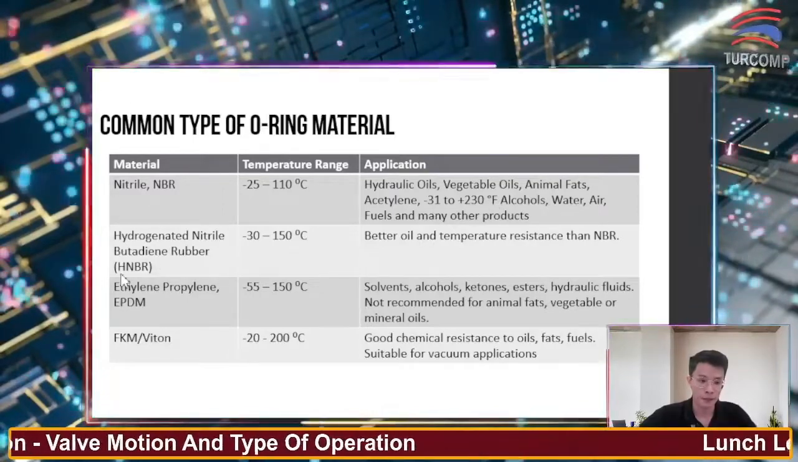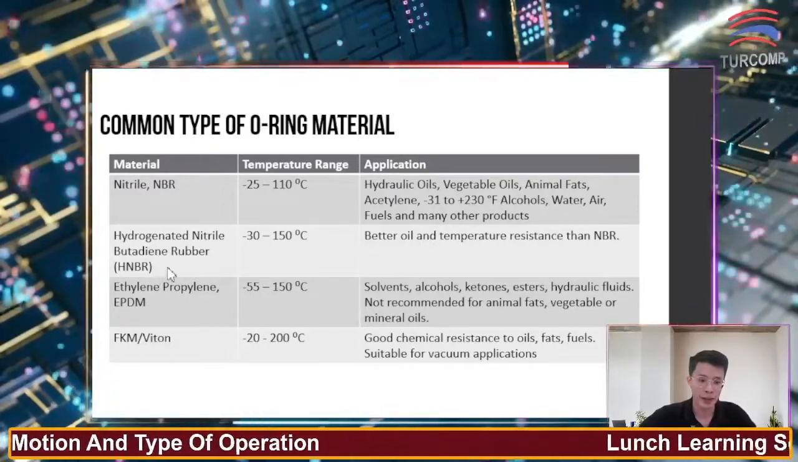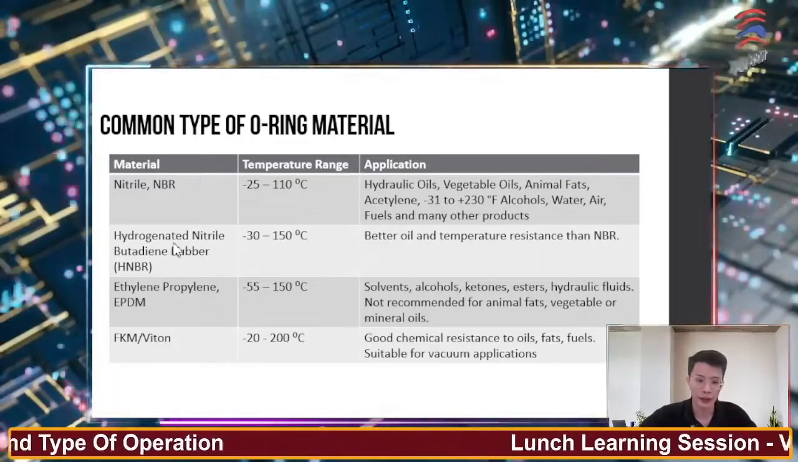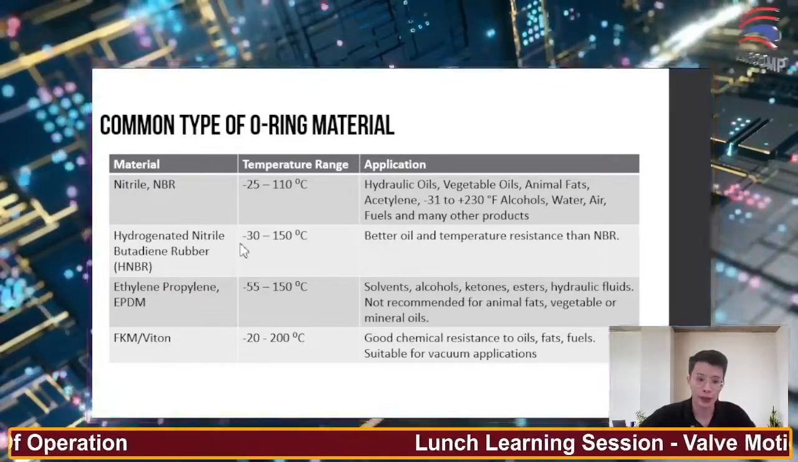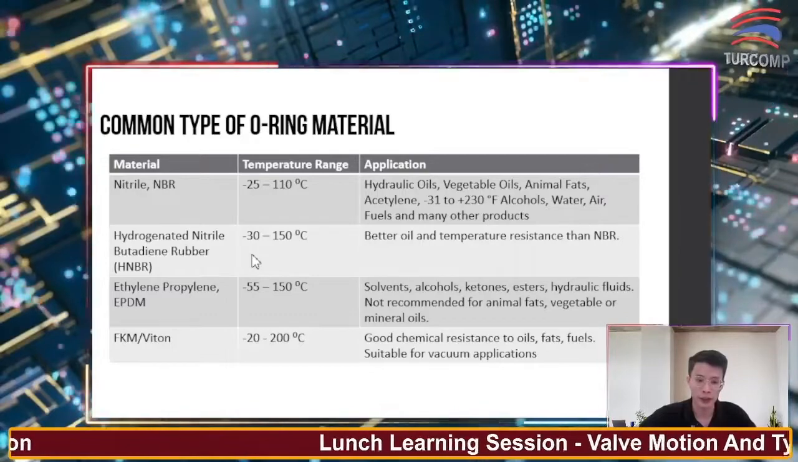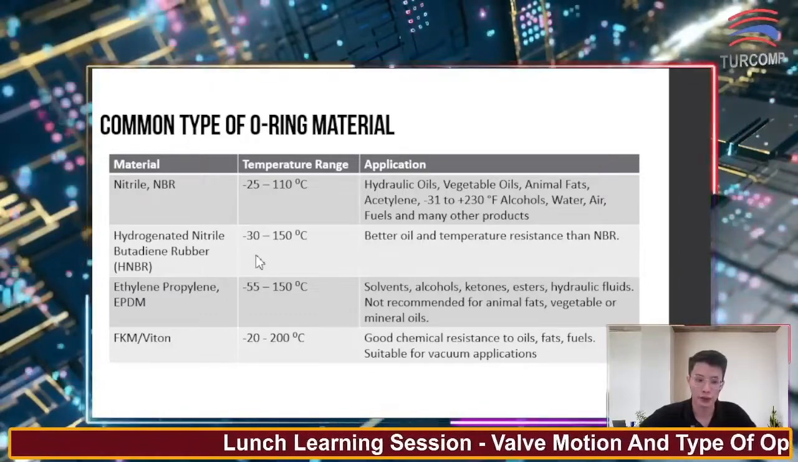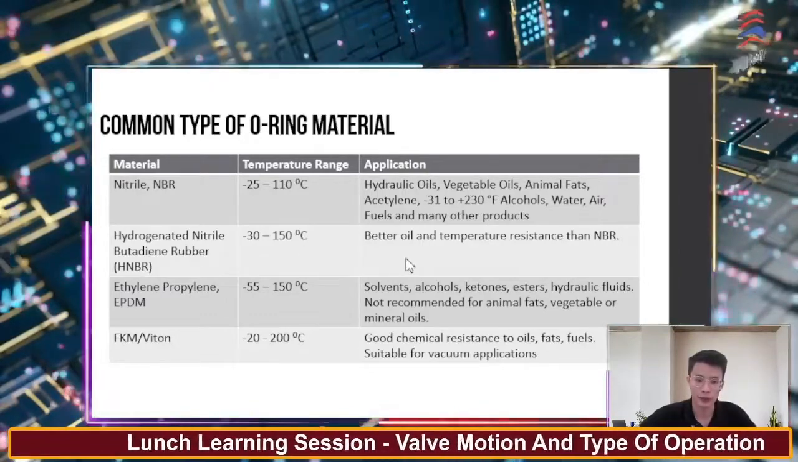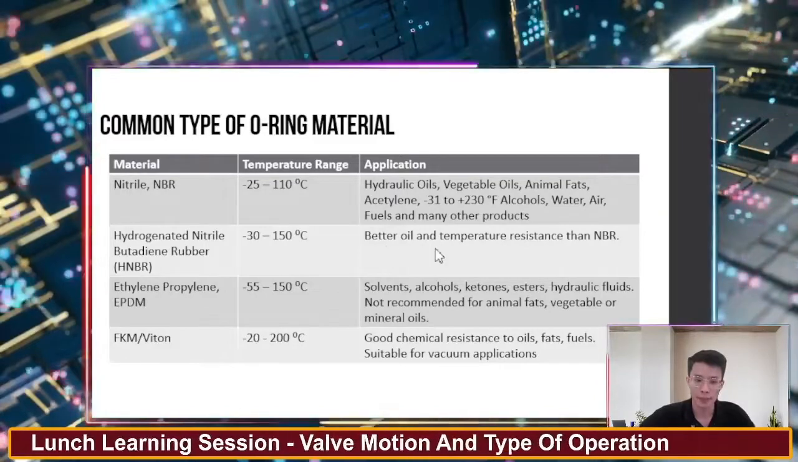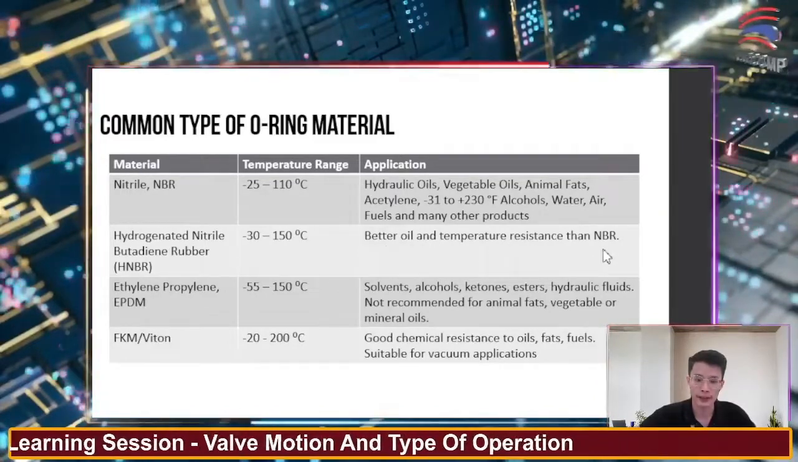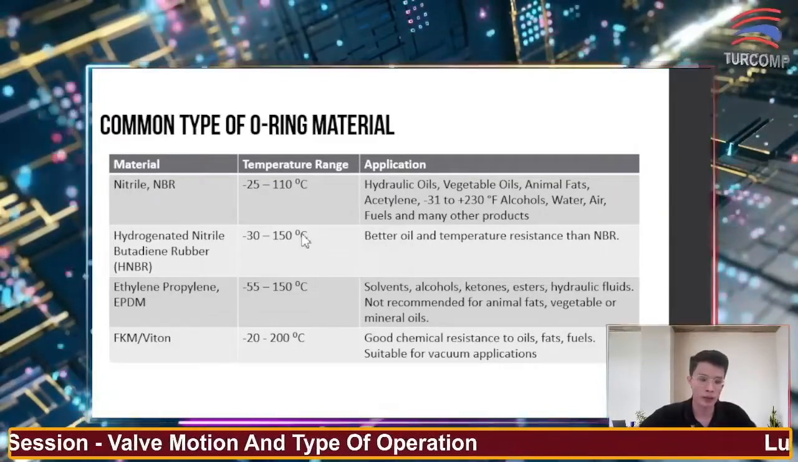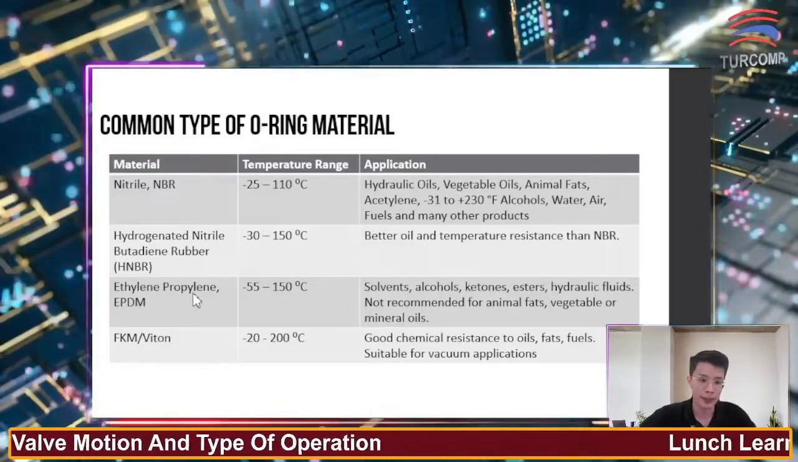applications. The second is the HNBR, which has an additional hydrogenation process compared to the NBR, and the temperature range is slightly larger, from -30 to 150 degrees Celsius, and it has better oil and temperature resistance than NBR. The third type is EPDM.